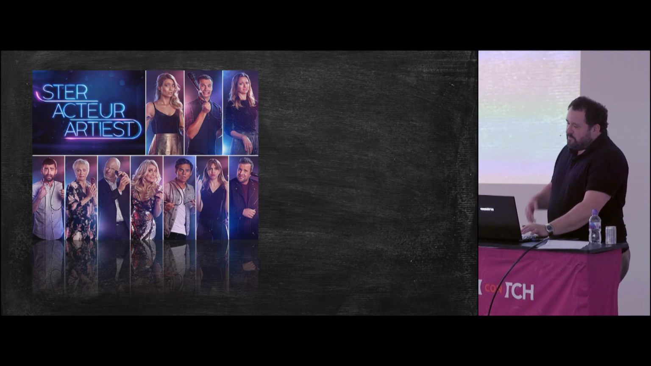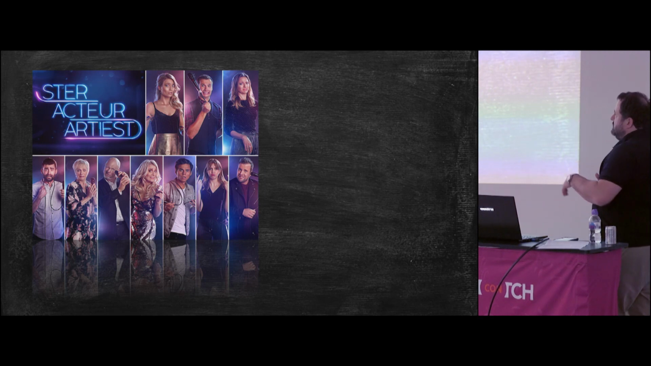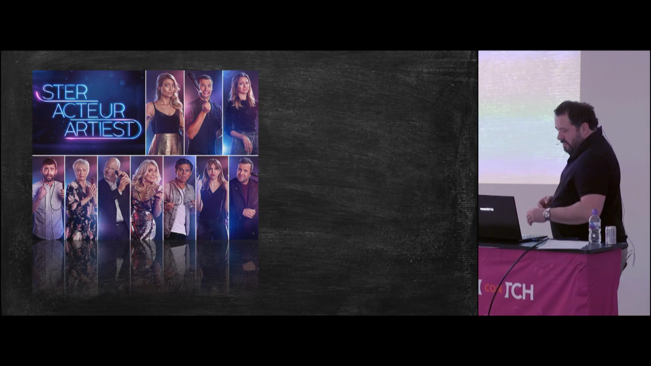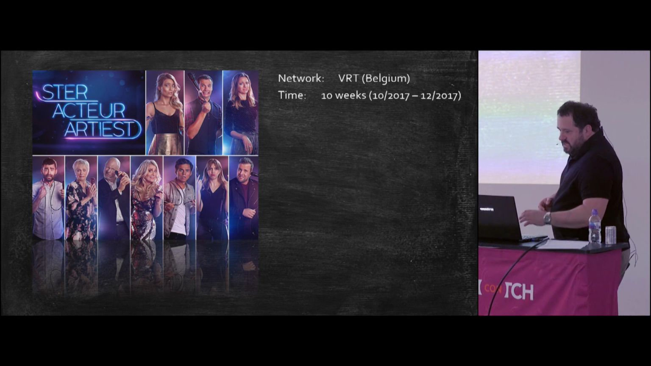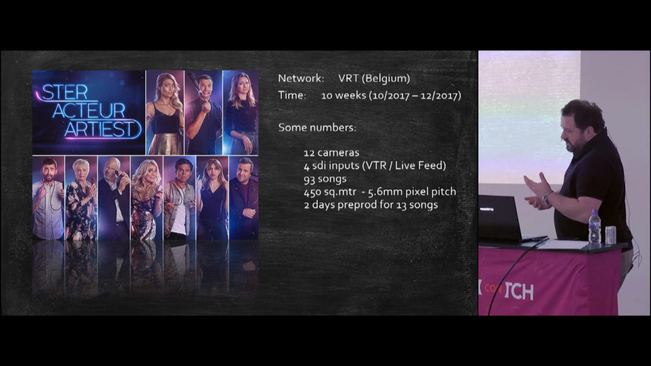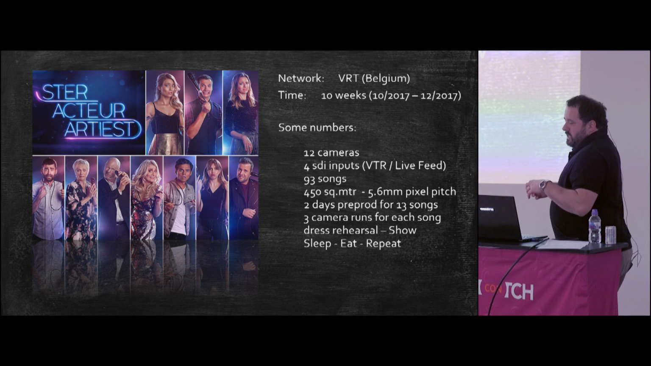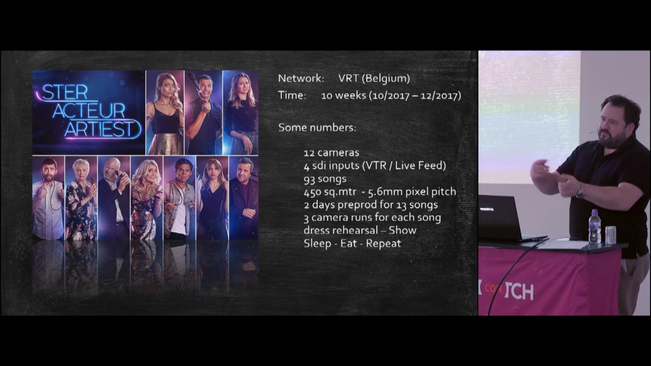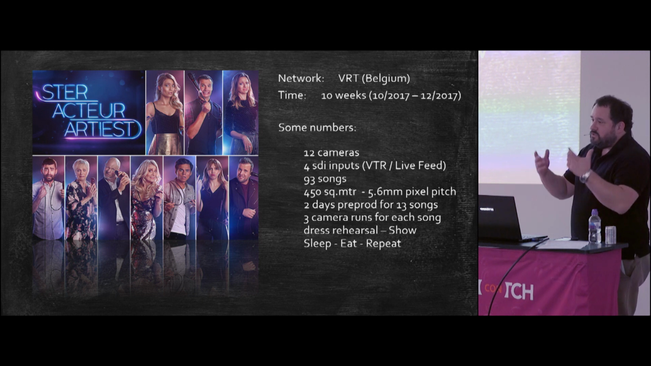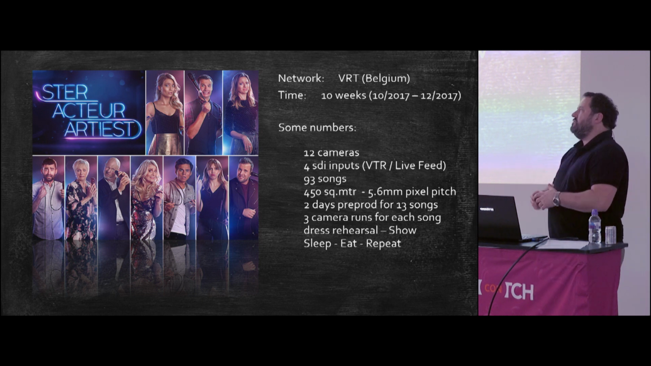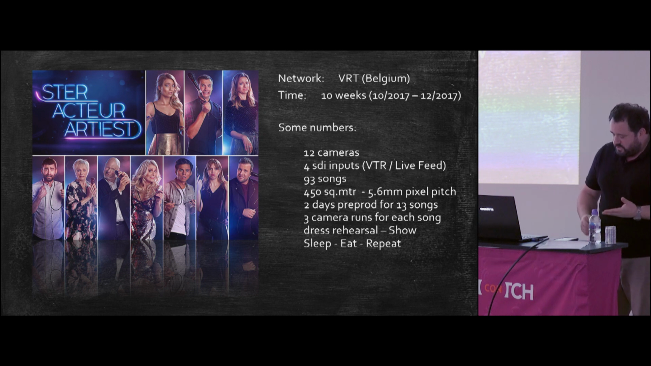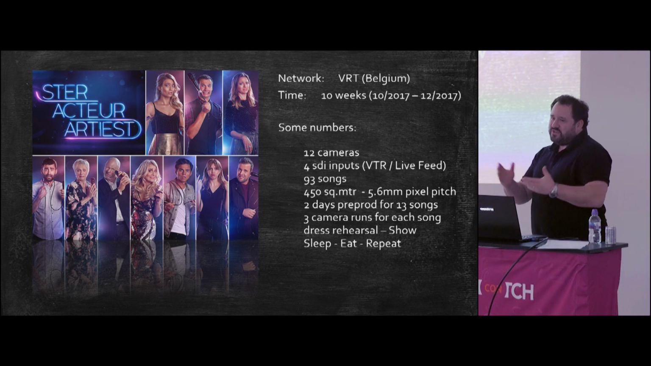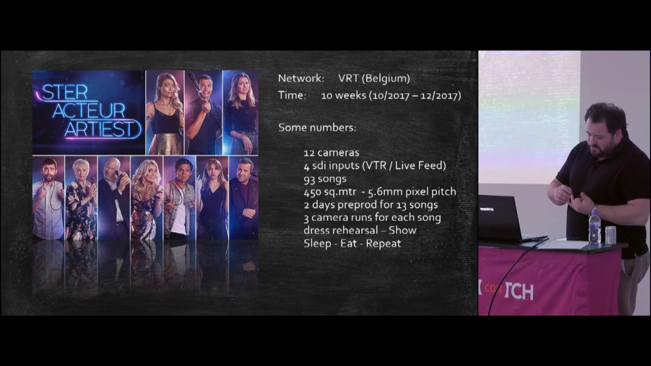Anyway, fast forward a couple of months, and Soapstar Superstar gets a revival in Belgium. And it's for a network, VRT, 10 weeks. And I somehow managed to convince the producer, so, you know, this real-time stuff, let us use it. And I didn't know if it was going to work, but let us use it, because it's 93 songs. You've got 2 days of preparation. You get your list on Monday morning, 13 songs. Wednesday, you've got 3 camera runs per song, and you've got to be ready.